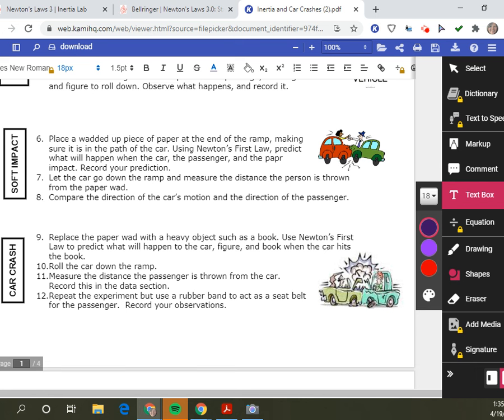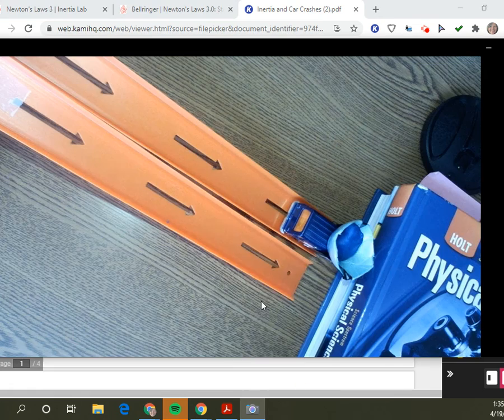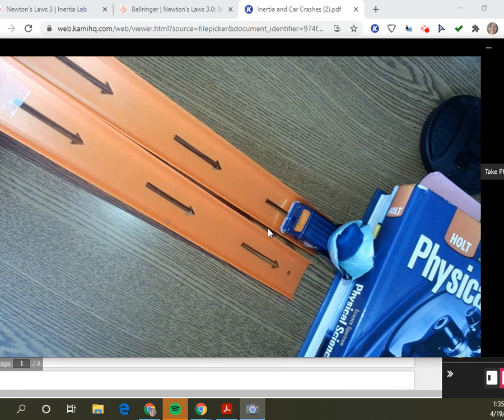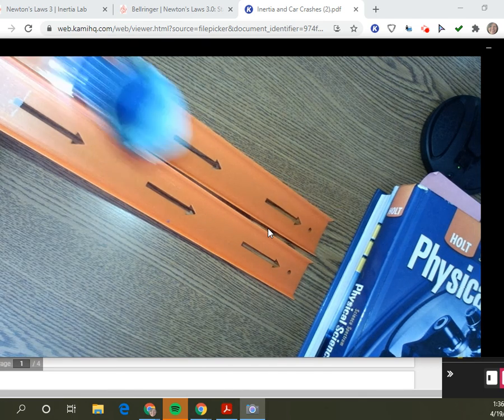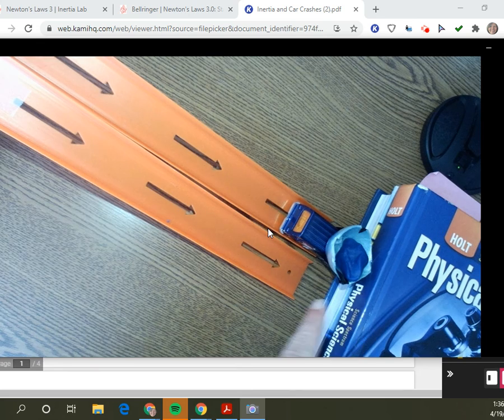Okay. And then repeat the experiment by using a rubber band to act as a seatbelt for the passenger. I'm going to go from the ramp. It stopped the car. Our little clay person did not actually come out. Oh, did you see him jump?